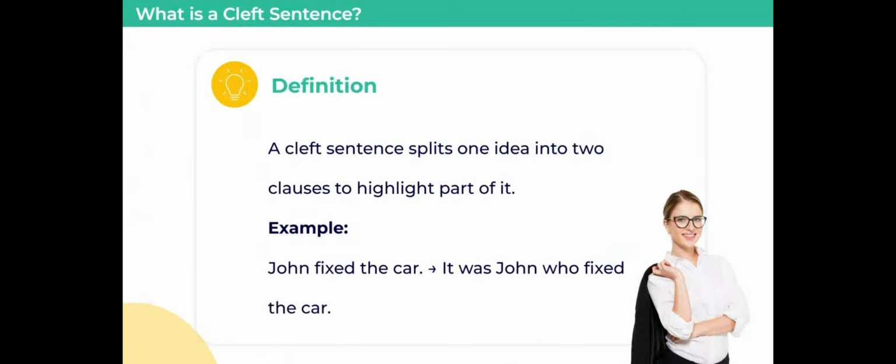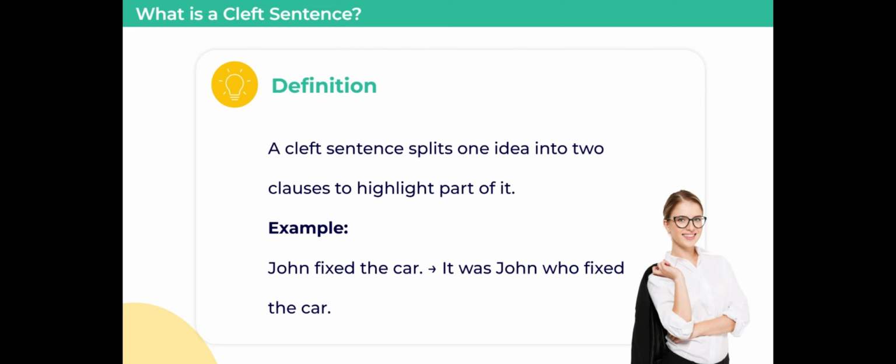Understanding cleft sentences. So what is a cleft sentence? It's a good question. What is a cleft sentence? The definition of a cleft sentence: it is a sentence that splits one idea into 2 clauses to highlight part of it. So a cleft or split sentence. A cleft sentence splits one idea into 2 clauses to highlight part of it.